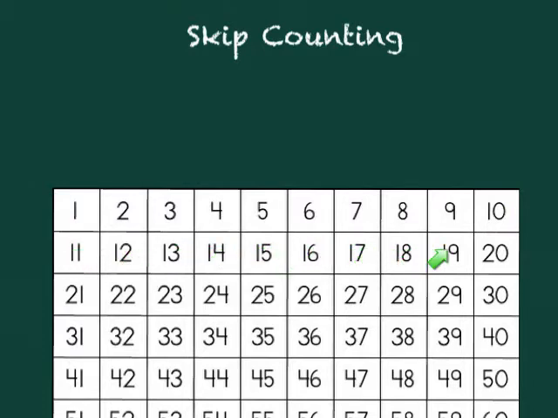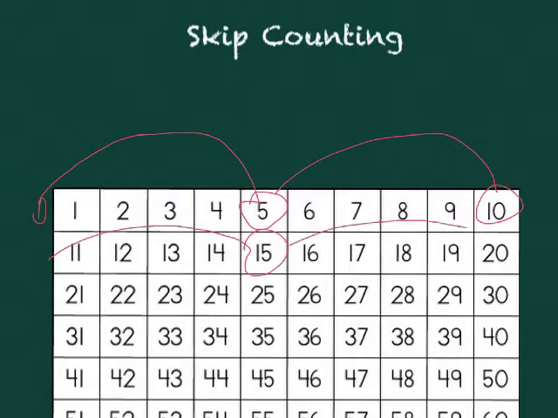1, 2, 3, 4, 5, land. So, starting at 0, I would go 5, 10, then I would skip all of these, land on 15, and 20, and so on. So that's skip counting in 5s.